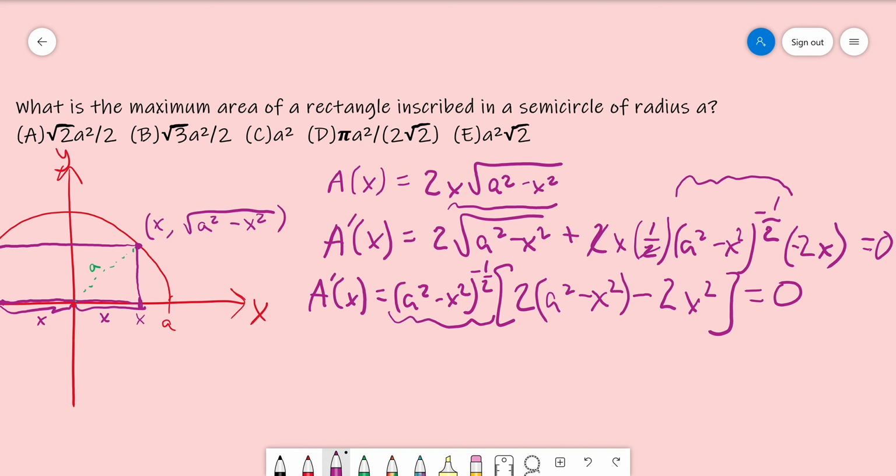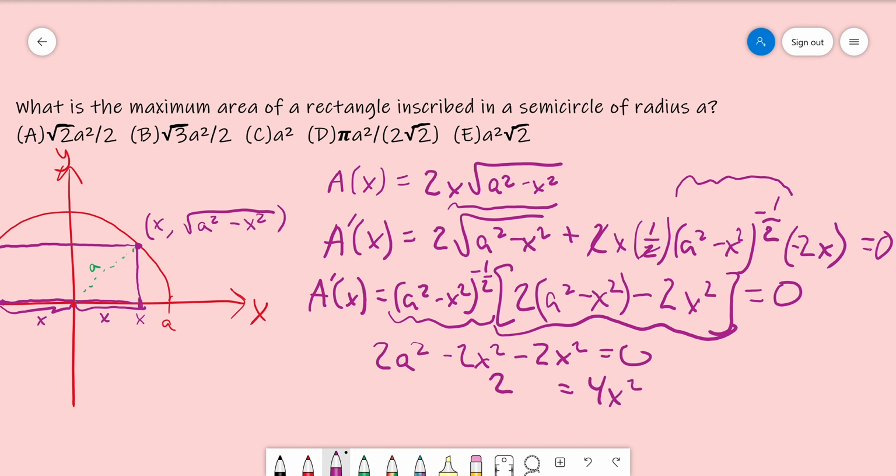And so we have to check when this is equal to 0, and let's see, if we write it out, we get 2a squared minus 2x squared minus another 2x squared equals 0. Well, that gives us 4x squared equals 2a squared, or x is equal to, let's see, a divided by root 2. So that's our x. That's the x that gives us the maximum area.